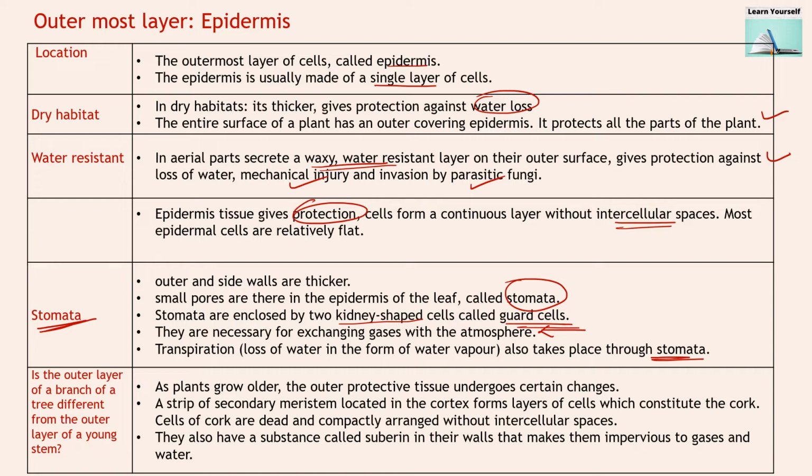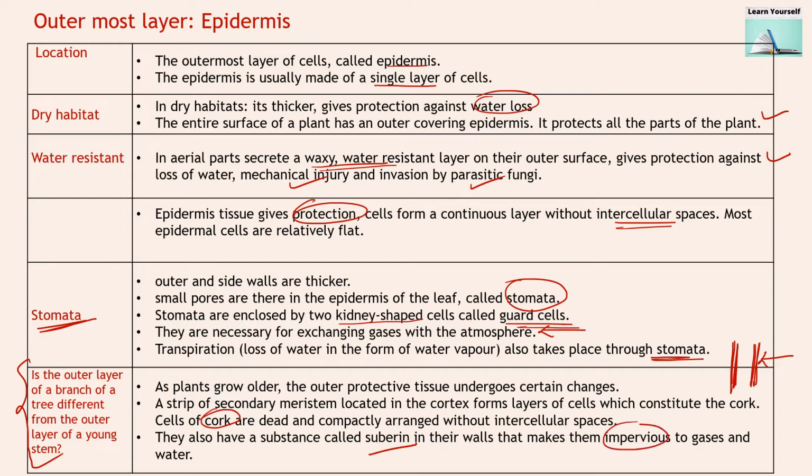Now this is a very important point: as the plant grows old, the outer layer of the plant will become thicker and thicker, and these cells will become dead. When we see the cells of cork, they are dead and completely arranged without intercellular space. This tissue will secrete suberin in their walls and make them extremely impervious.